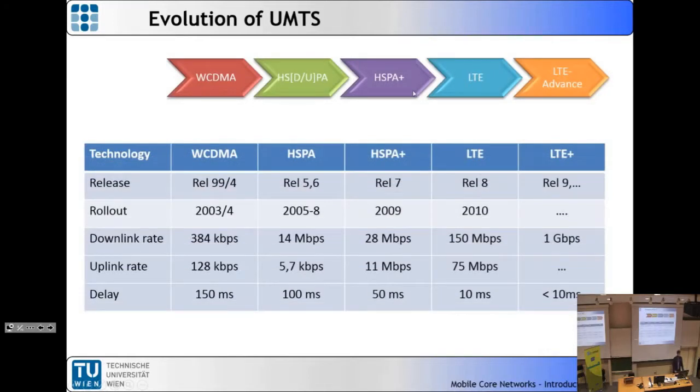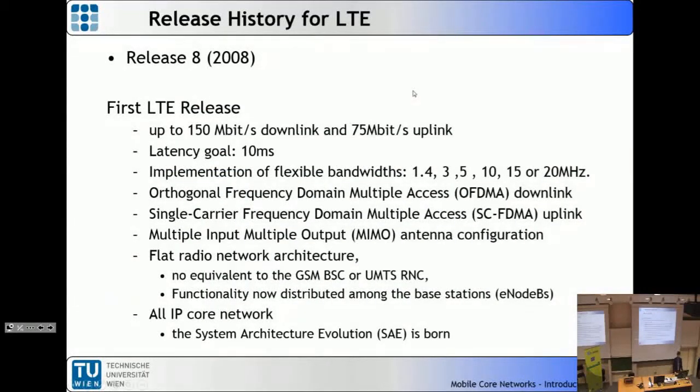Yeah, this is actually just a repetition of before to show you the different releases. I guess I can jump over that to catch on some more time. Release 8. The first release was basically targeting 10 milliseconds of round-trip time. We had 150 Mbit of data rate.